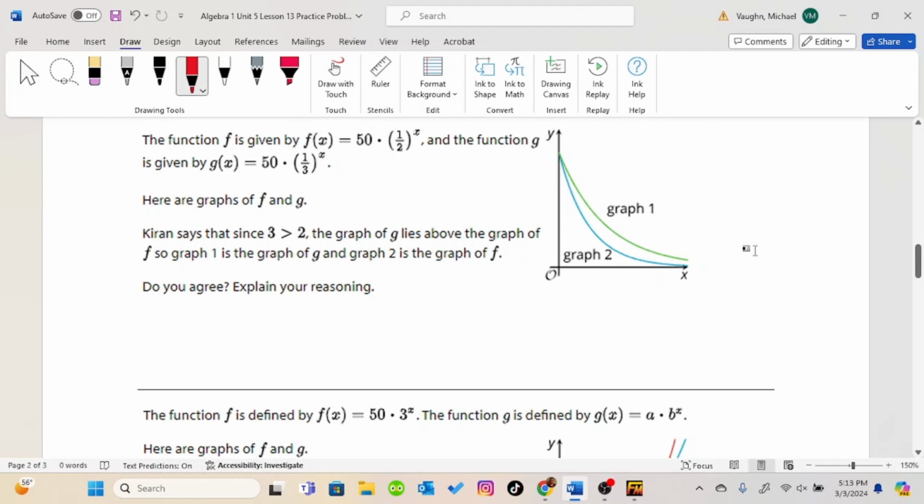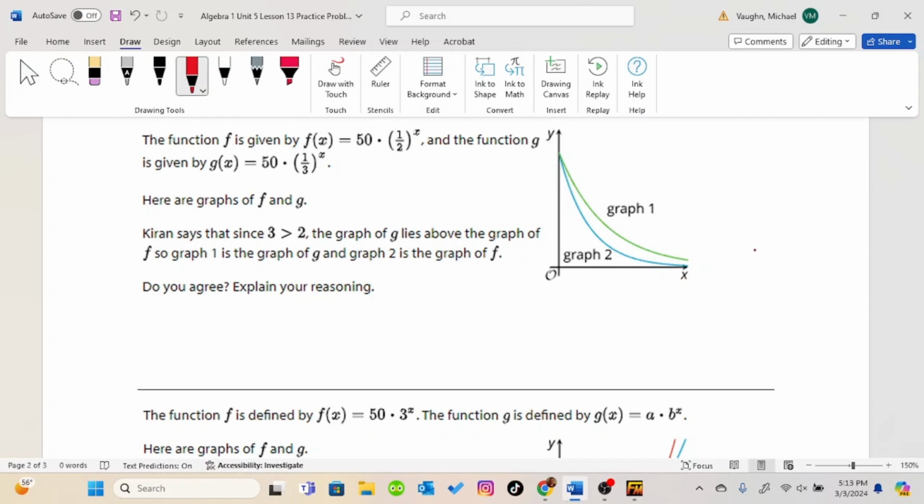The function f is given by f of x equals 50 times 1/2 to the power of x, and the function g is given by g of x equals 50 times 1/3 to the power of x. Here are graphs of f and g. Kieran says that since 3 is greater than 2, the graph of g lies above the graph of f. So graph 1 is the graph of g, and graph 2 is the graph of f. Do you agree? Explain your reasoning.